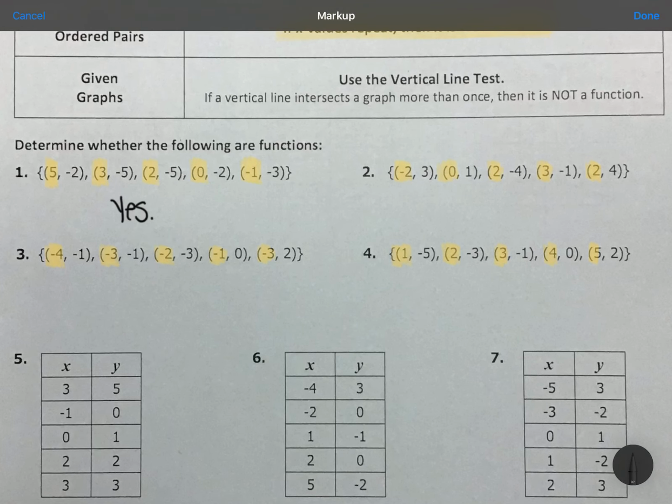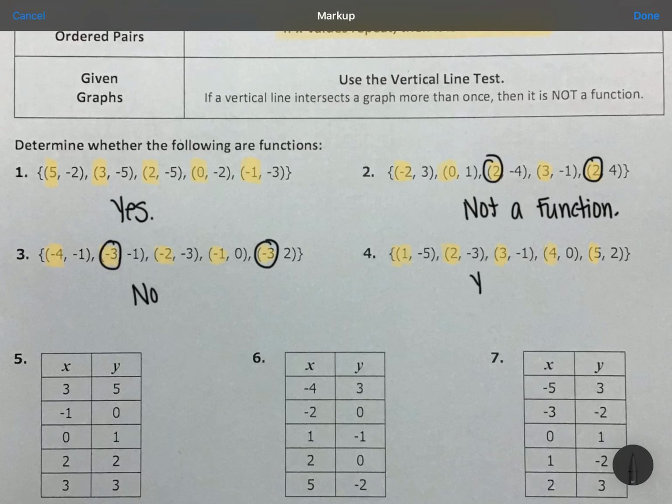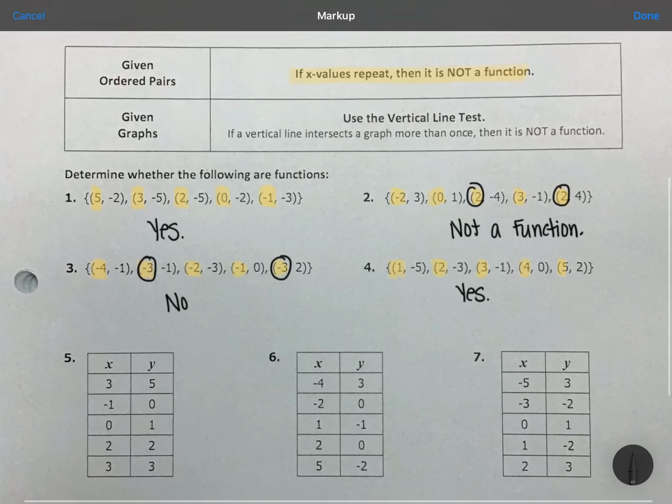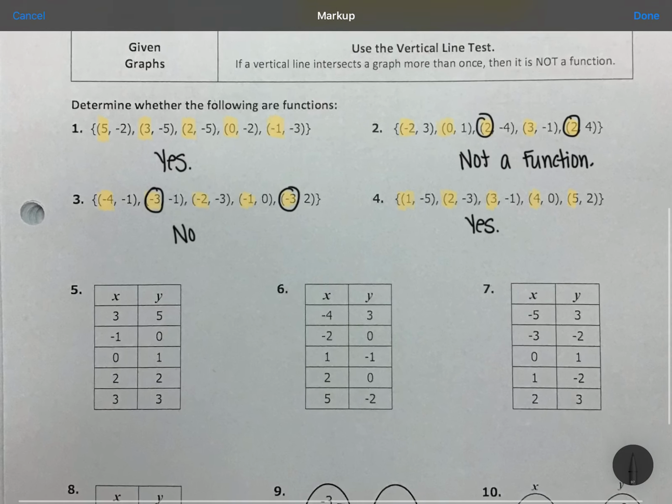All right, so number 2, because I've got 2's that repeat, this is not a function. And you can just put no. Number 3, I have the -3 values that repeat, so this is not a function. And number 4, I have 1, 2, 3, 4, 5, so nothing repeats, so yes, it is a function. So again, super easy. Look at your x values. If they don't repeat, then it is a function. If they do repeat, then it's not a function.